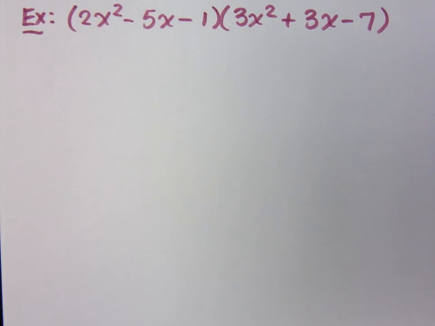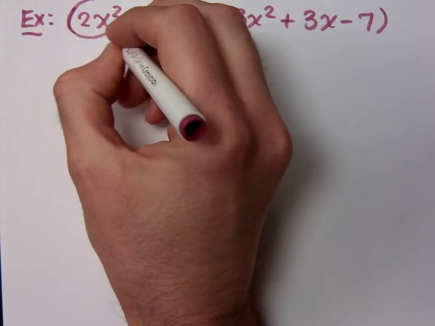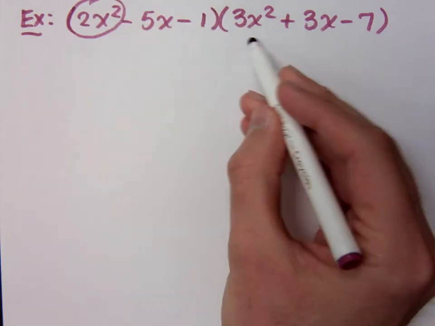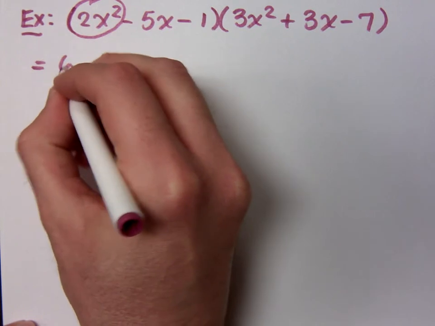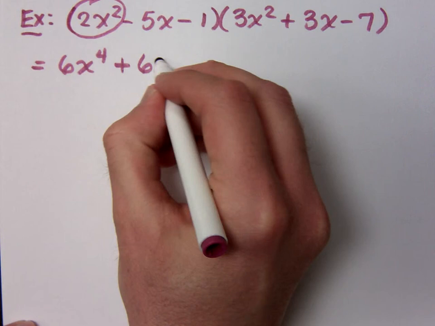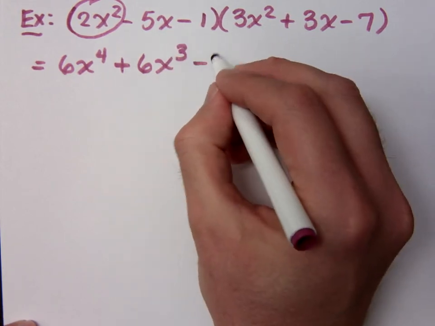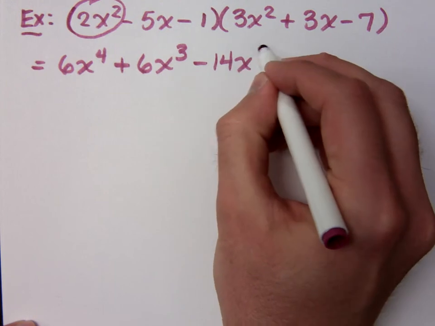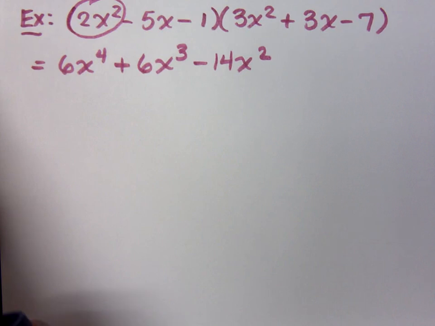So in this problem, there was a lot more multiplying that we had to do than in the past. And this is the way I would organize things. Start here with the 2x squared, and you're going to distribute that to everything here, right? So when I do that, I have 6x to the 4th plus 6x to the 3rd. And then 14x squared minus 14x squared. So we see how everything's lined up there.